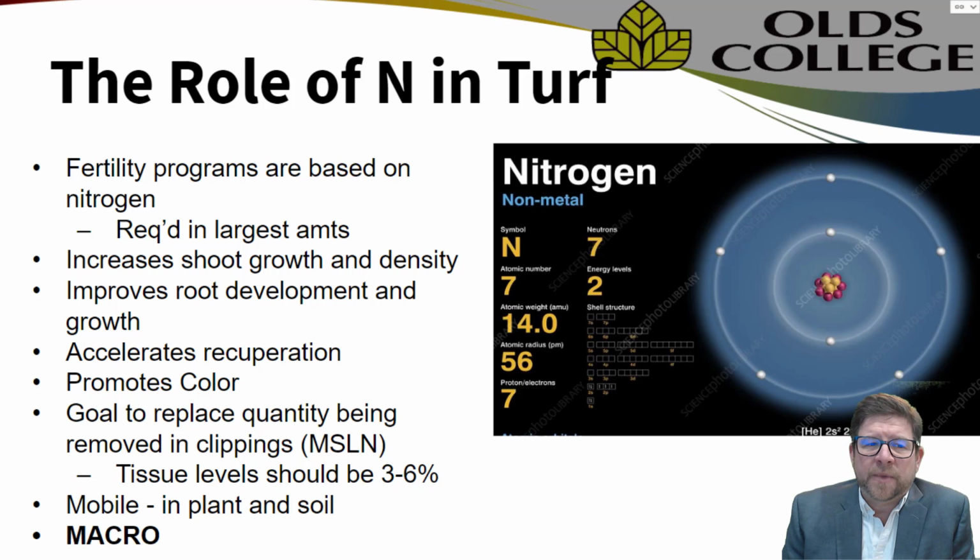So when we feel a little bit chlorotic, your turf feels a little bit stressed from all the traffic, applications of nitrogen can help us recover. Of course, it does promote color. The expression of chlorophyll in the plant shows that it's photosynthesizing and working, packing carbohydrate and building energy. The goal of our nitrogen tissues should be roughly between 3 and 6%. Nitrogen is very mobile in plant and soil, and as I mentioned, it is considered a macronutrient.